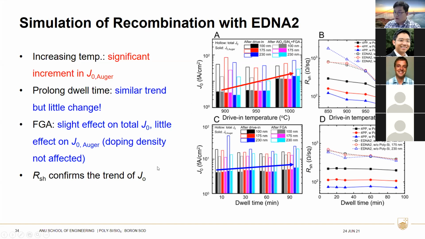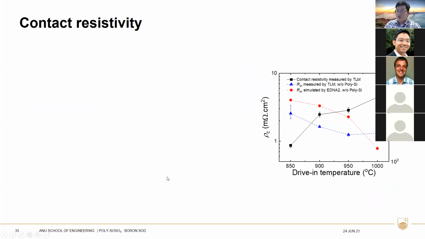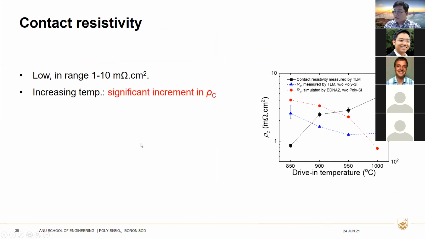So we provide some series resistance from the simulated and 4-point probe measurements to confirm the trend of the J0 here. For the contact resistivity, as shown in the figure on the right side here, it's low, in the range of 1 to 10 milliohm centimeter squared. And as you can see, increasing the diffusion driving temperature gives a significant increment in the rho C.